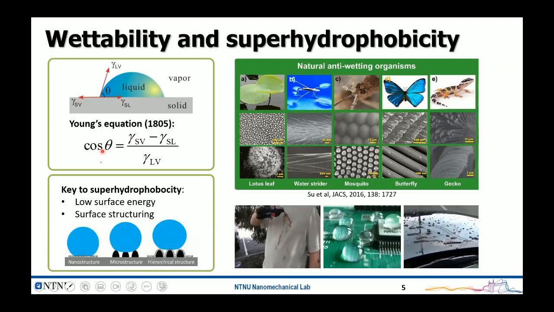And nowadays, it's very popular for people to study superhydrophobicity. There, not only will the surface chemistry itself give a higher contact angle, we also need surface structuring. This joint effort will make the contact angle over 150 degrees. Then we call it superhydrophobicity. And in the biomimetics field, it's so popular to study all these biological surfaces and to reach a super high contact angle, to reach this superhydrophobicity.